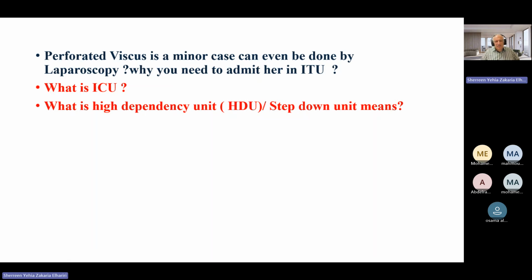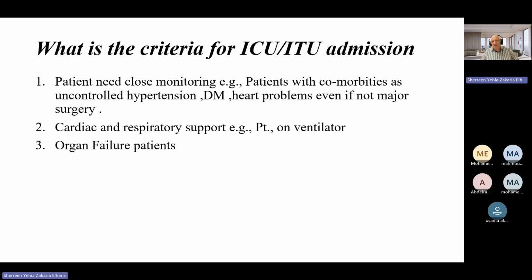So in general, what are the indications or criteria to admit a patient to ICU or ITU? The patient needs close monitoring. Okay. Has comorbidity, such as uncontrolled hypertension, diabetes, heart problems, needs cardiac or respiratory support, needs a ventilator, or organ failure. So I ask you again: why do you need to admit this patient to ICU?